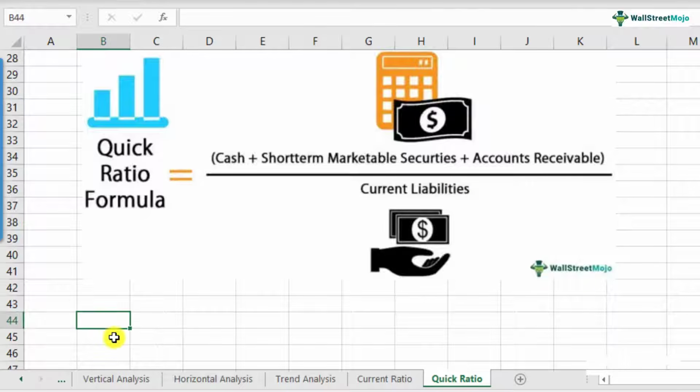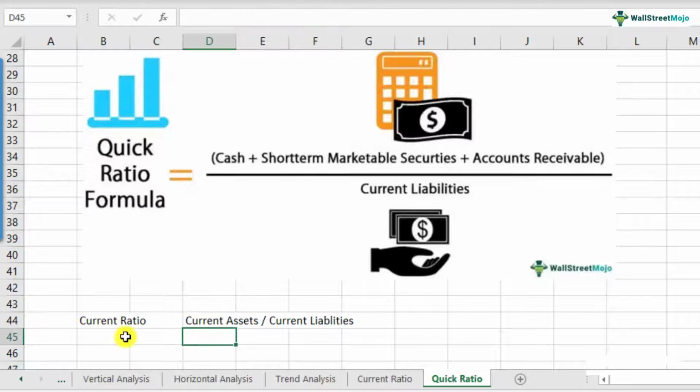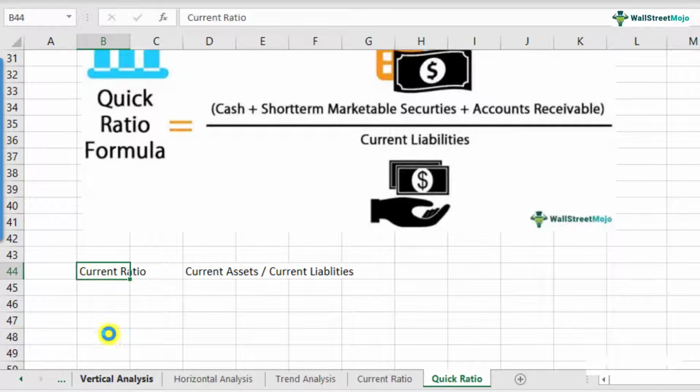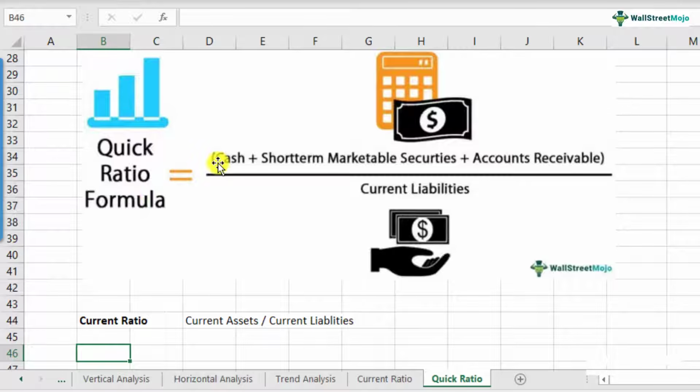What was current ratio? Current ratio was basically current assets divided by current liabilities, right? This was the formula for current ratio, but the formula for quick ratio is cash plus marketable securities plus account receivables divided by current liabilities, right? How is this formula different from current ratio? The primary difference, if you look closely, is that in the numerator, inventory is missing. Cash, marketable securities, account receivables divided by current liabilities, there's no inventory on the top.